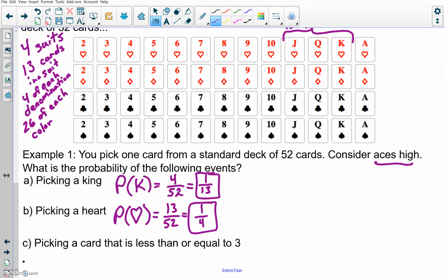And then last but not least here, picking a card that is less than or equal to 3. So that's only the 2 and the 3. You pick anything outside of that, all the way up to the ace, it's not less than or equal to the 3. So there are 4 2s, 4 3s. There would be 8 total cards that would be less than or equal to a 3. So this will equal the 8 over 52, and that reduces down to 2/13.